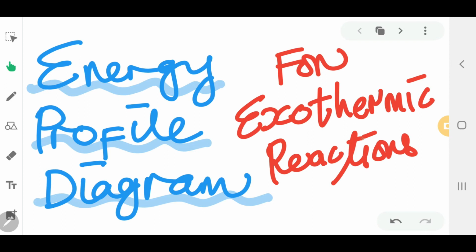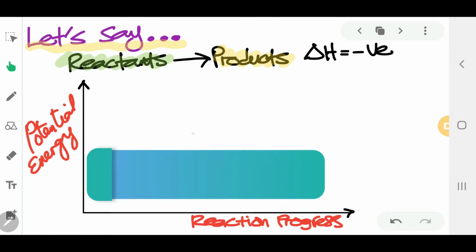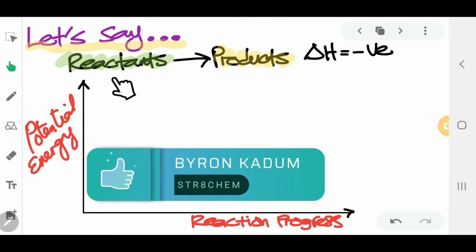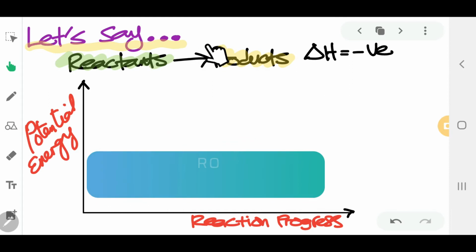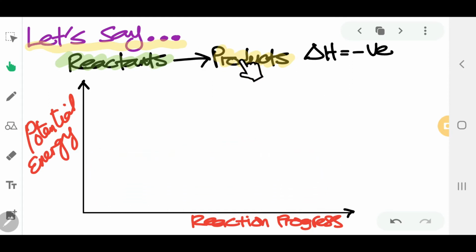In this session, we're going to look at how to draw the energy profile diagram for exothermic reactions. Let's say we have reactants to be converted into products and the enthalpy is negative. So the delta H is the enthalpy, and it is negative, so heat is released. So this is the exothermic reaction.